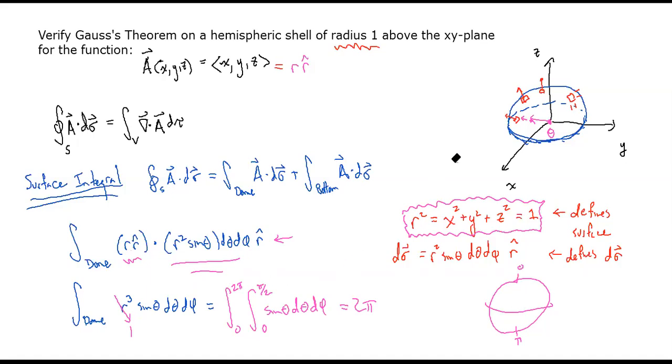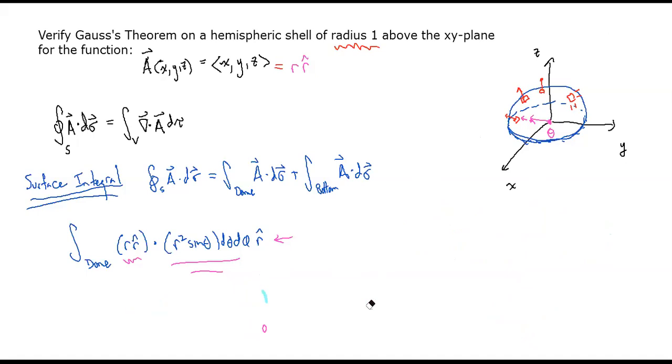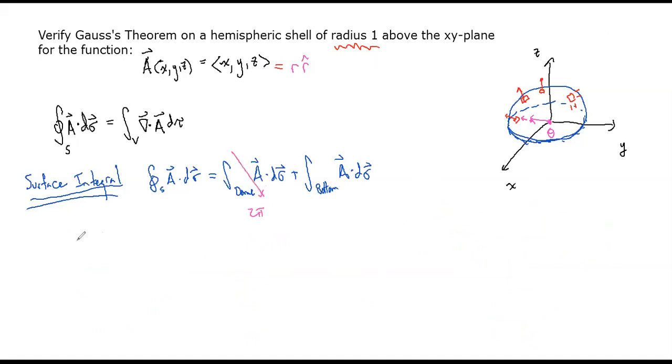Okay, that was the hard one. Now we've got the bottom part of this. Does anybody need more time with that before I clear the screen? So lots of hard work, that's equal to 2 pi, and then we're left with the integral over the bottom.